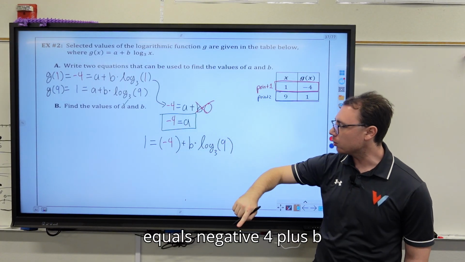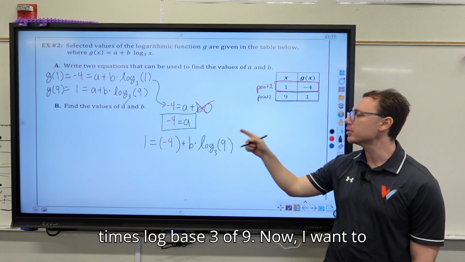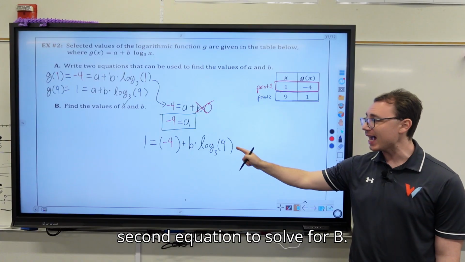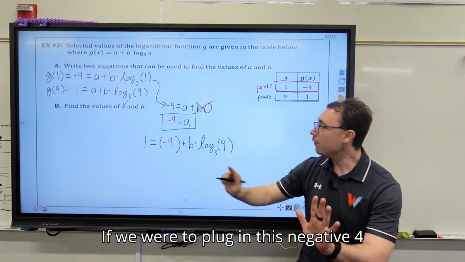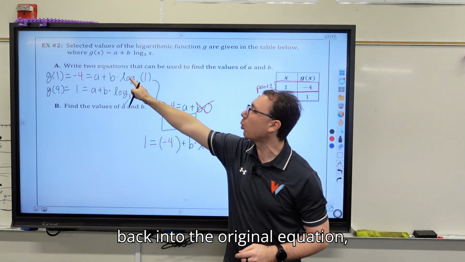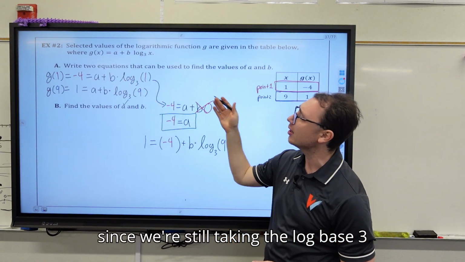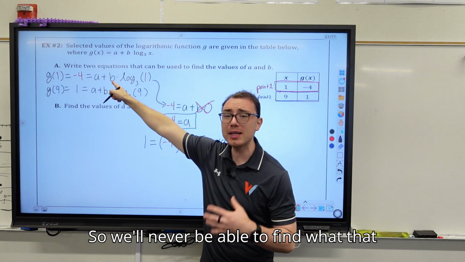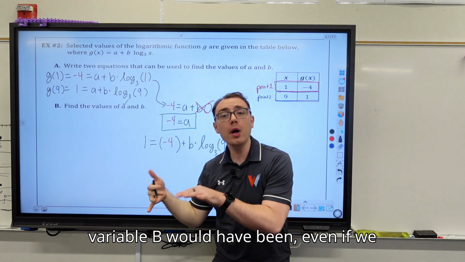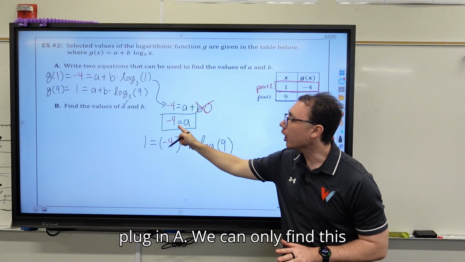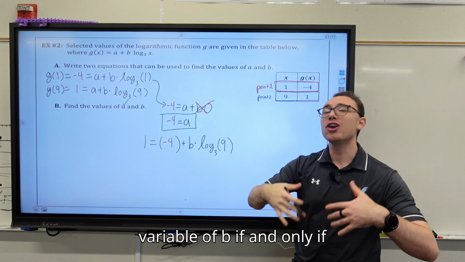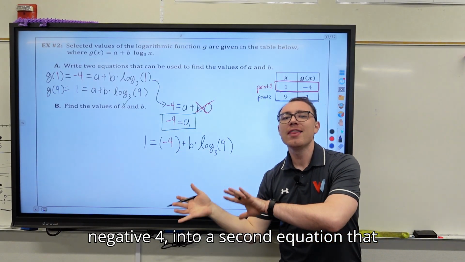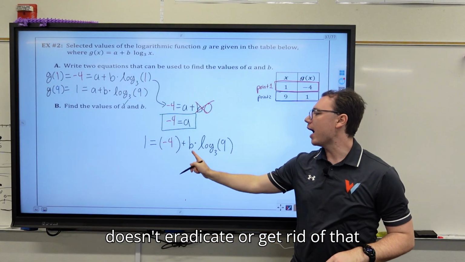We now have 1 equals -4 plus b times log base 3 of 9. Now I want to pause here. We do need a second equation to solve for b. If we were to plug this -4 back into the original equation, since we're still taking the log base 3 of 1, that term will always equal 0. So we'll never be able to find what that variable b would have been even if we plug in a. We can only find this variable of b if and only if we plug that variable of a, being -4, into a second equation that doesn't eradicate or get rid of that unknown.